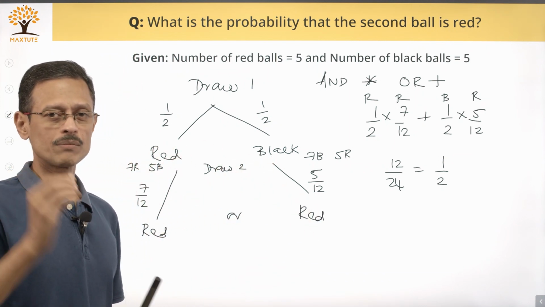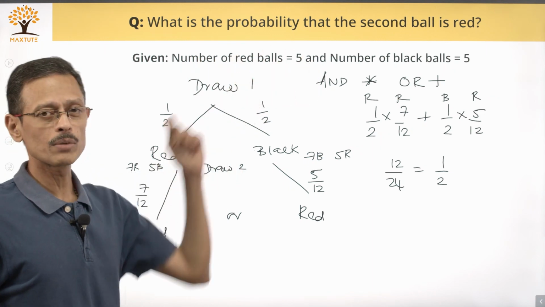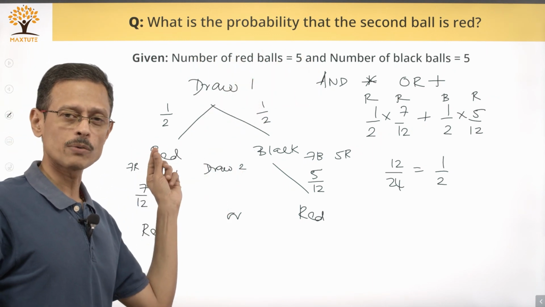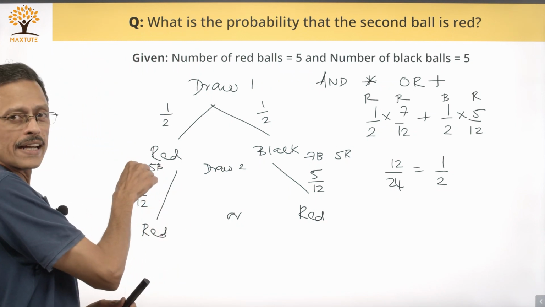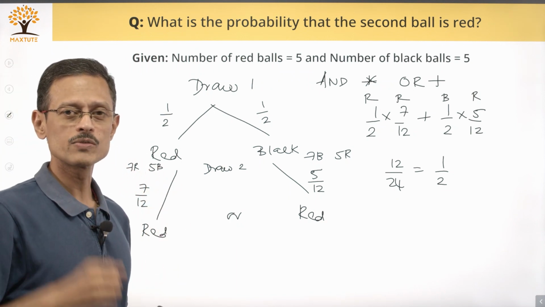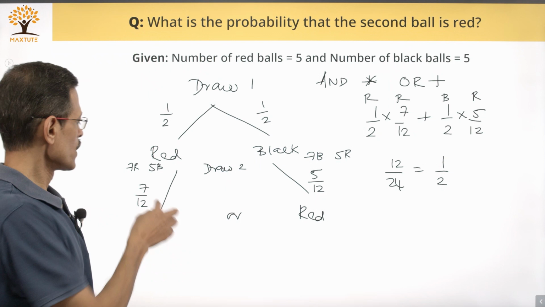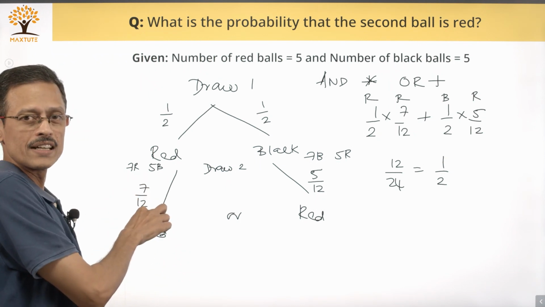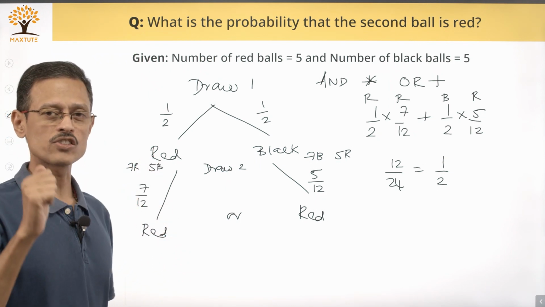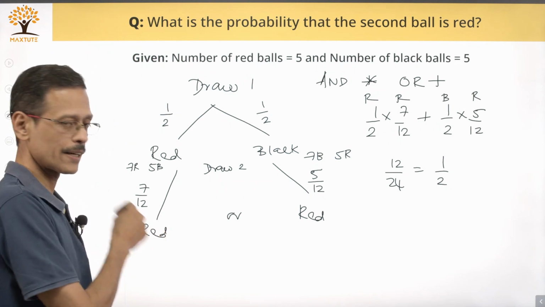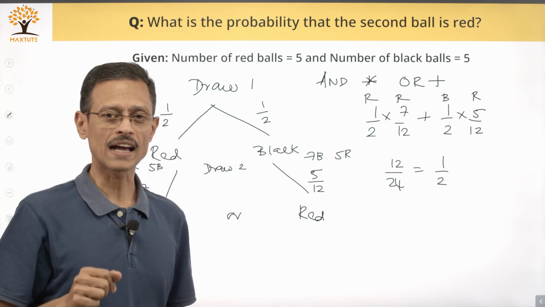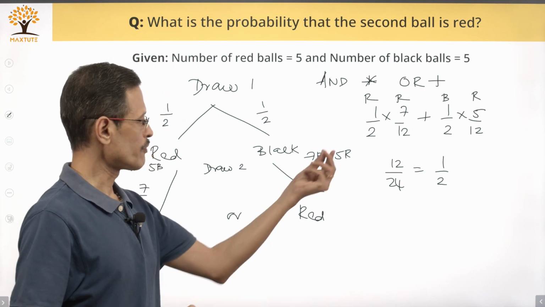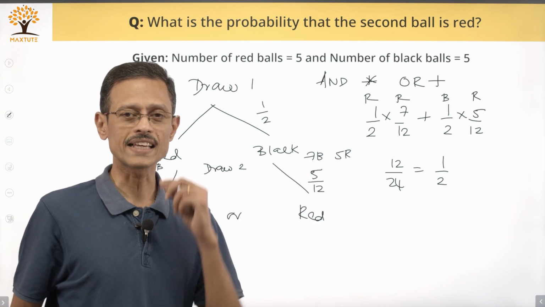Now we are going to write the numbers. The first draw we had an equal number of red and black, so 1 by 2 is the probability of getting a red, and 1 by 2 is the probability of getting a black. Now the first one ended up being a red. We're going to add 2 more red, which means we'll have a total of 7 red and 5 black. So the probability that the second ball is a red is, out of the 12, 7 are red. So 7 by 12 is the probability that this one is a red. Correspondingly here, we have only 5 red because the first ball ended up being a black. We would have added 2 black balls. So 5 upon 12 is the probability that the second one is a red.